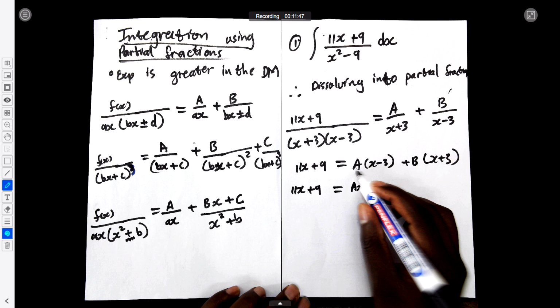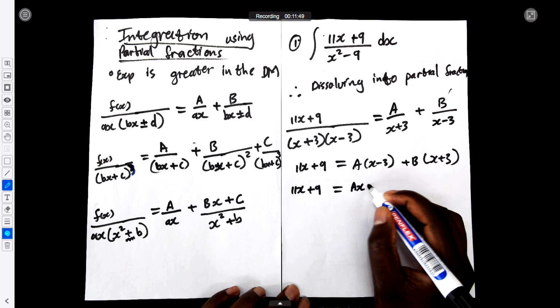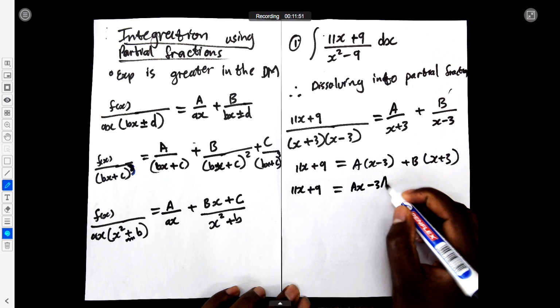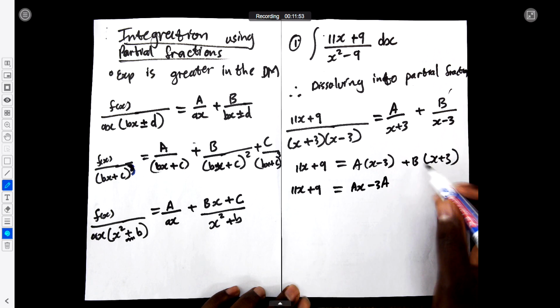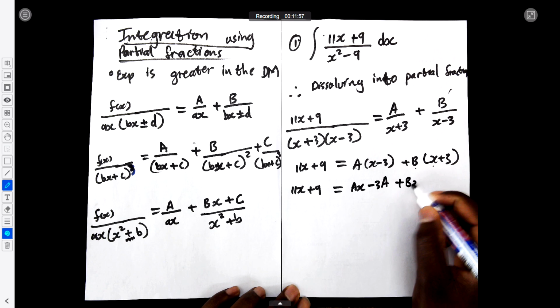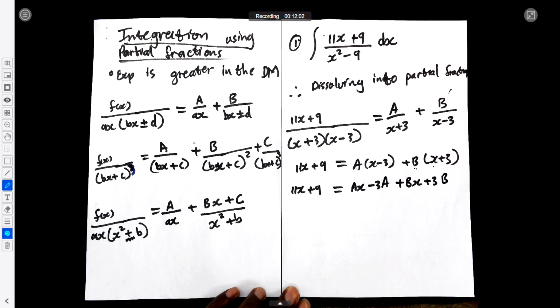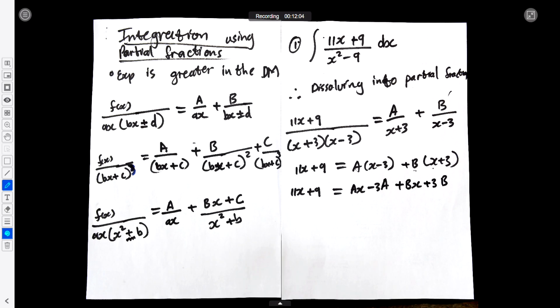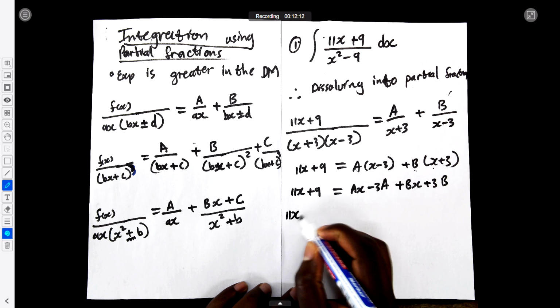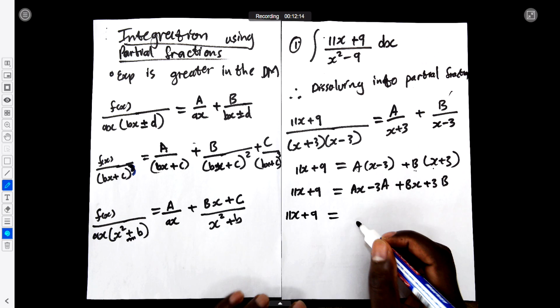We have Ax, and 3 multiplied by A, we have negative 3A. Then B multiplied by x is Bx. Then B times 3, so I have 3B. As I said, we must have on the right hand side the term that consists of x and the term that consists of the constant. So we need to group it in this way, as 11x + 9.